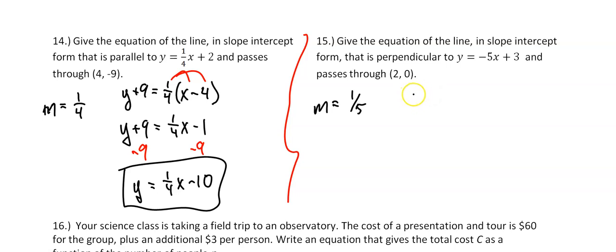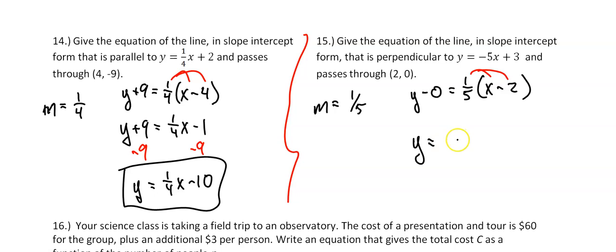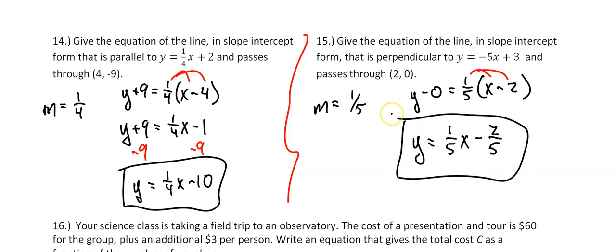And now once again, I start in point slope form. Y minus the y value equals the slope, which is 1/5, times x minus the x value. And now from here, I solve for y. I'm going to use my distributive property once again. Except this time, y minus 0 is just y, so that I'm not going to have any need to add something to the other side. And that's a 1/5 x minus 2/5 when I multiply that out. Okay?